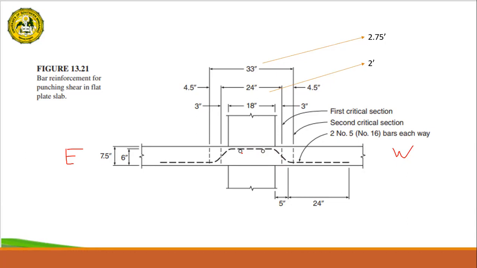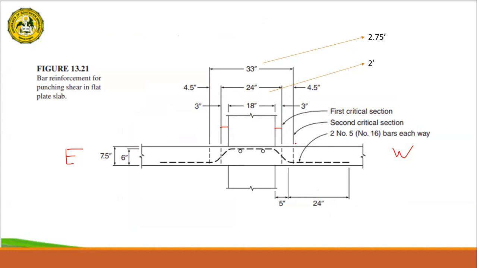Now, we have here the column with a section of 18 inches by 18 inches. So the width of our column here is 18 inches plus this is d over 2. So 18 inches plus 3 inches plus 3 inches is 24 inches. This is the first critical section. This is our first bo.